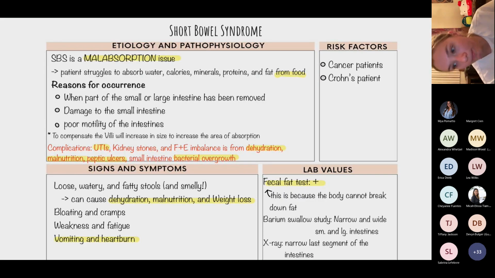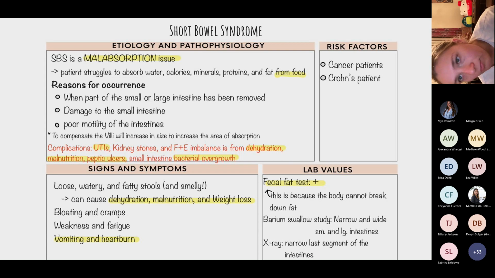Up next is short bowel syndrome. It's a little bit different from our obesity and malnutrition, but short bowel syndrome is a malabsorption issue. The body simply just has a really hard time absorbing all the great things that food gives our bodies. So this can make our patients really dehydrated, really malnourished. Okay. So all this food essentially goes straight through them, which is why they have a positive fecal fat test.